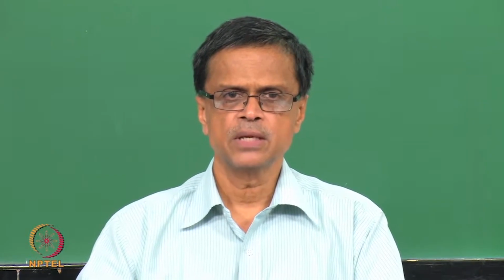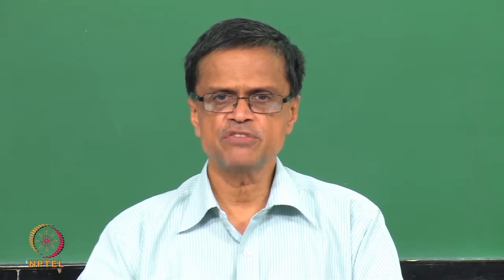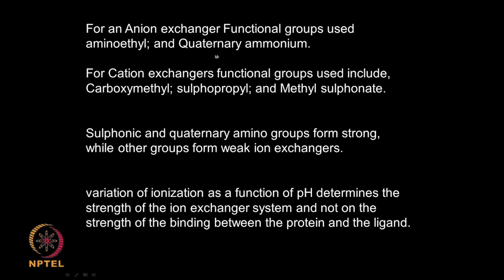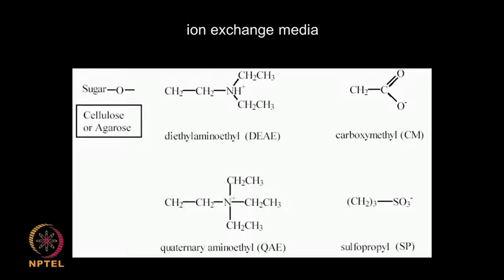For an anion exchanger, the functional groups used are aminoethyl and quaternary ammonium, whereas for a cation exchanger, the functional groups used are carboxymethyl, sulfopropyl and methyl sulfonate. Sulfonic and quaternary ammonium groups form strong ion exchangers, while other groups form weak ones. Variation of ionization as a function of pH determines the strength of the ion exchanger system. So, when I change the pH, obviously the ionization changes, so that strength also changes. The binding also changes.